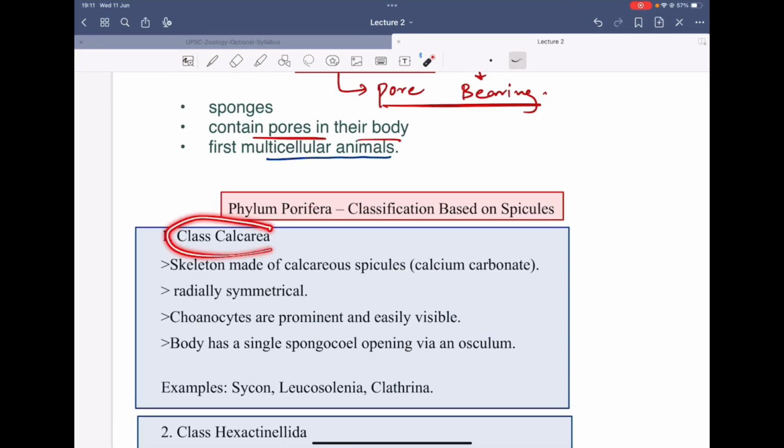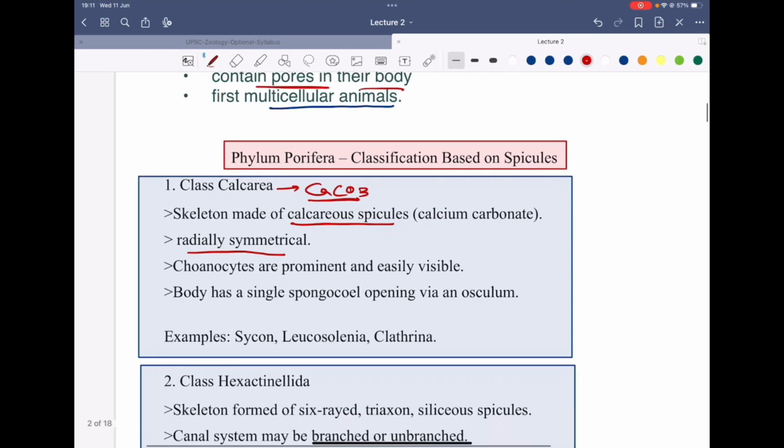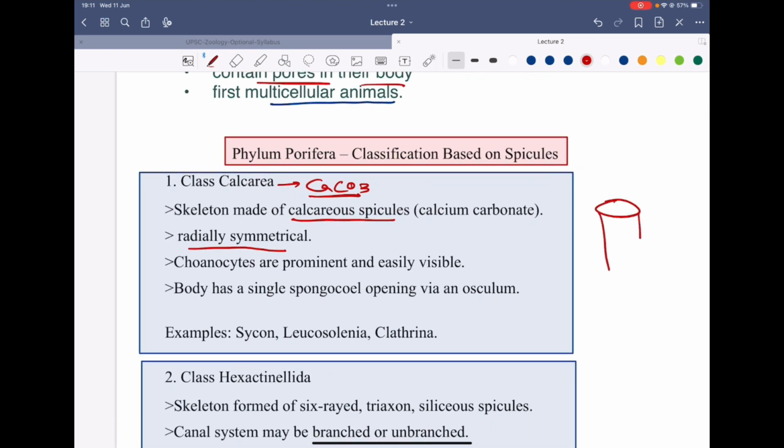The first class is Calcarea. This word Calcarea is related to calcium carbonate. So the skeletal system in the class Calcarea is made up of calcareous spicules. These are radially symmetrical. I have explained what radially symmetrical means: they have a central axis and the body can be divided into equal halves around the central axis when the plane passes through the central axis. So these are radially symmetrical.